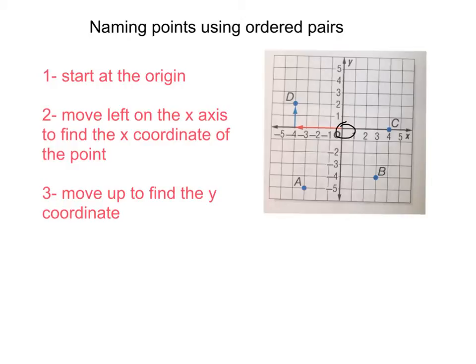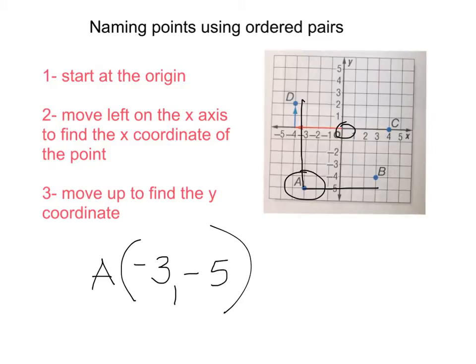So if we were looking at point A, we would be able to say the ordered pair for point A. We find where it intersects the x, which is -3, and we find where it intersects the y, which is -5. So you would be able to say the ordered pair for A is -3, -5.